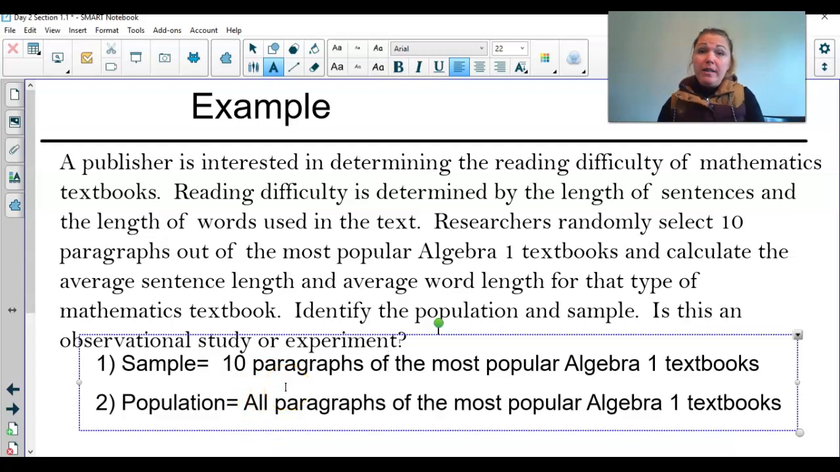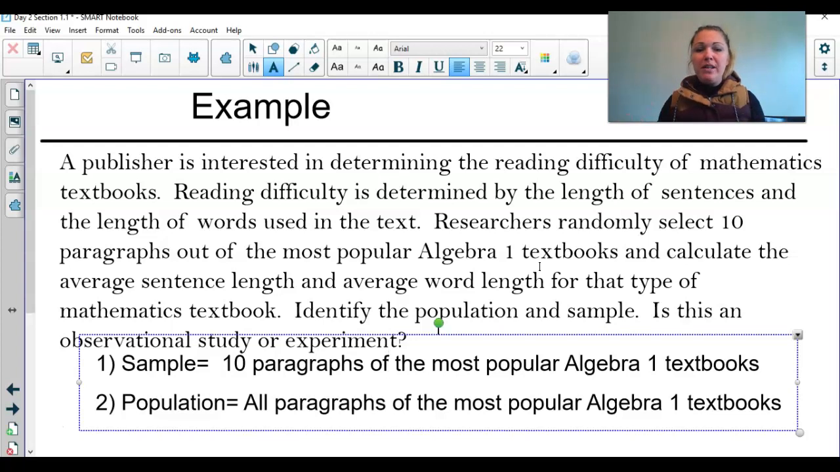Is this an observational study or an experiment? Okay, so now, in my opinion, it's easier to start with asking whether it's an experiment, because an experiment has to have a treatment imposed. Something has to be changing about those individuals. So what are we doing? We're looking at textbooks. Are we changing anything? Are we imposing a treatment on them? No, no treatment is imposed, and that's why it's an observational study.